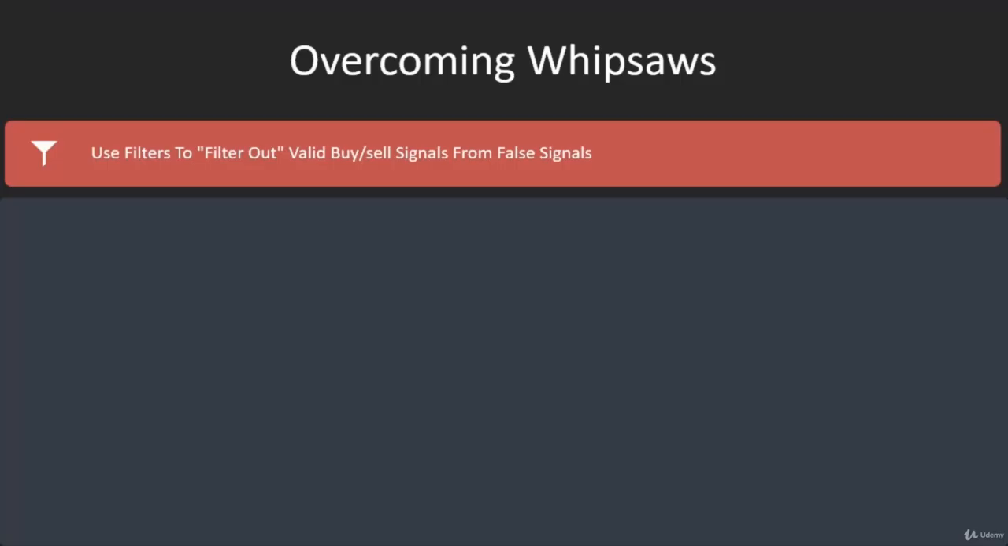And as I mentioned, you use filters basically to filter out the valid buy and sell signals from the false signals. That's what you're trying to filter out, right? You want to trade based on something that's a real signal versus something that might be false. And so here are some filters that you can use around that.